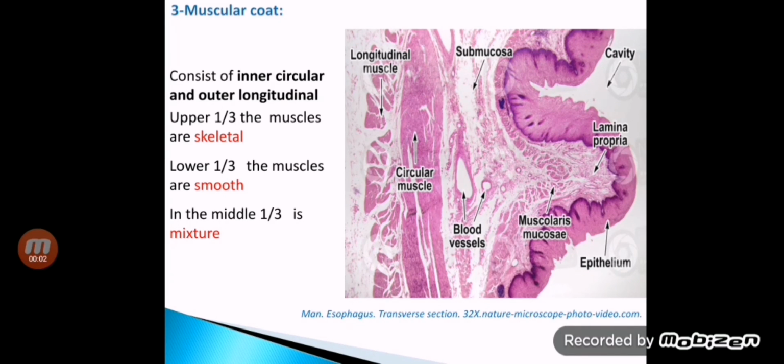The third layer is the muscular coat, which consists of an inner circular muscle and an outer longitudinal muscle. In the upper third of the esophagus, these muscles are skeletal, which means they are under voluntary control, while in the lower third of the esophagus, these muscles are smooth, under involuntary control. In the middle part of the esophagus, there is a mixture of both types of muscle, so we can see both skeletal and smooth muscle fiber.